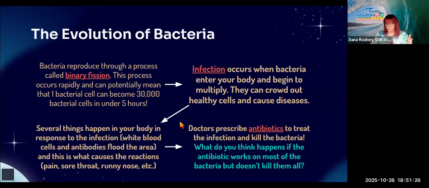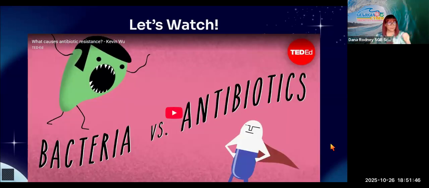So I want you to think about if the antibiotic works on most of the bacteria but doesn't kill them all. Let's say a doctor gives you a 10-day course of antibiotics, but you're feeling better by day 7, so you stop taking the antibiotics. You've killed off almost all of the bacteria, but not all of them. And unfortunately, what that does is potentially create super bacteria cells, because the bacteria are then able to evolve and create new strains that are resistant to that antibiotic. So let's see what our TED Ed video has to tell us.